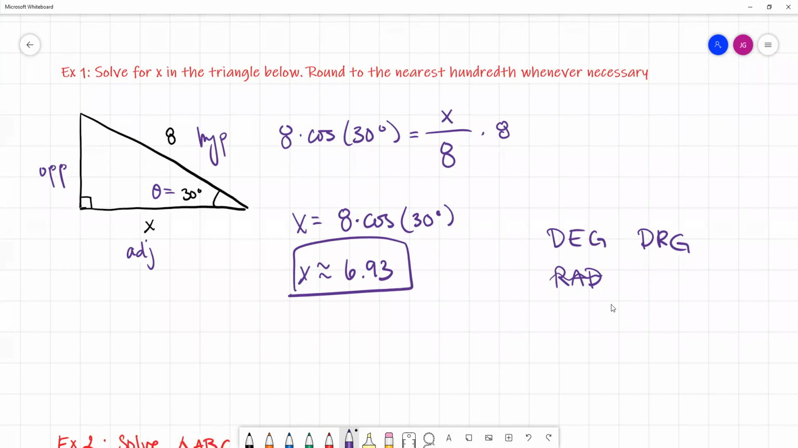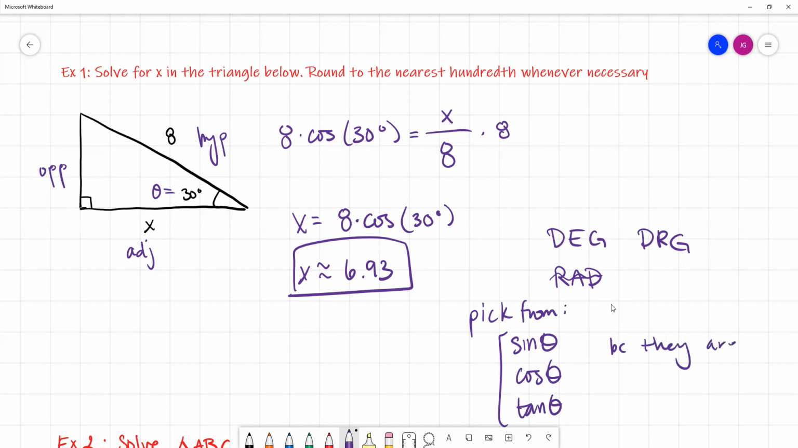Notice how we're able to find this length, this x, just by knowing the angle and another side length. I was able to find that by using trig ratios, and that's the idea we're going to follow. You're going to use the sides to determine which trig function to use, and you're primarily going to want to pick from sine, cosine, and tangent of theta, because they are in our calculator.